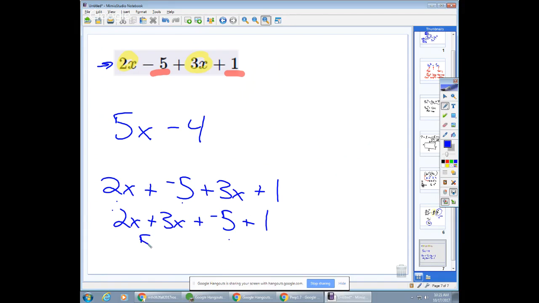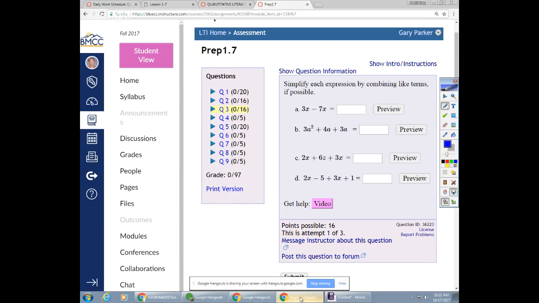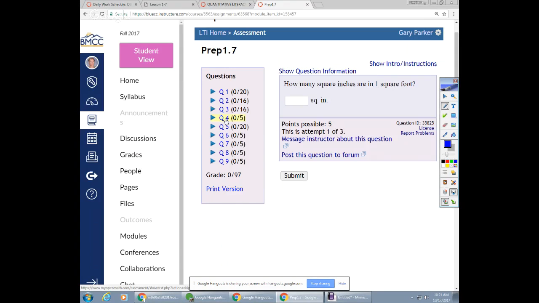So here again is my 5x. Think about x's as an object, a box, a piece of string, right? But they are the same object. And here I lost 5 and gained 1, so I'm down 4 in the end. Okay. All right, I think there was at least one more interesting problem, then we'll go to the worksheets.